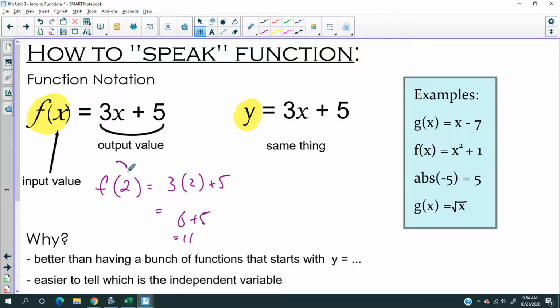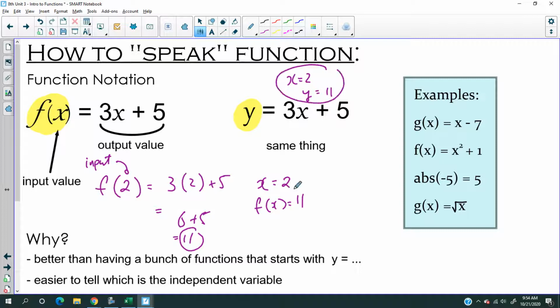So if I input 2, or if I put in 2, what's the output? 11, right? So think of it like this. Watch this. If x is 2, what is the f of x? It's 11, right? If x is 2, what's y? Y is 11. Nothing changed. It's the same thing, okay?